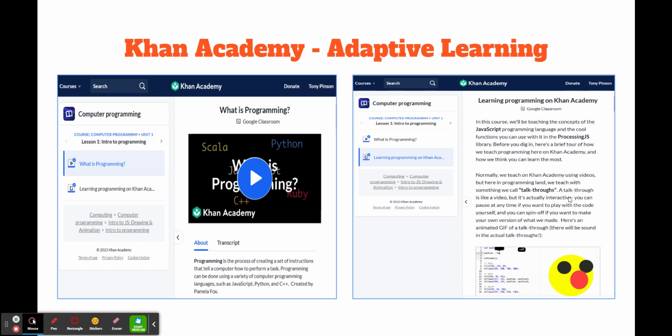The process by which Khan Academy goes about engaging the student is basically through videos and through what they call talk-throughs. Talk-throughs are like videos, but they're a little bit more interactive, and they allow the student to pause and to play and even play with the coding examples, to help deepen their understanding of what's actually going on in the coding scripts and so forth.